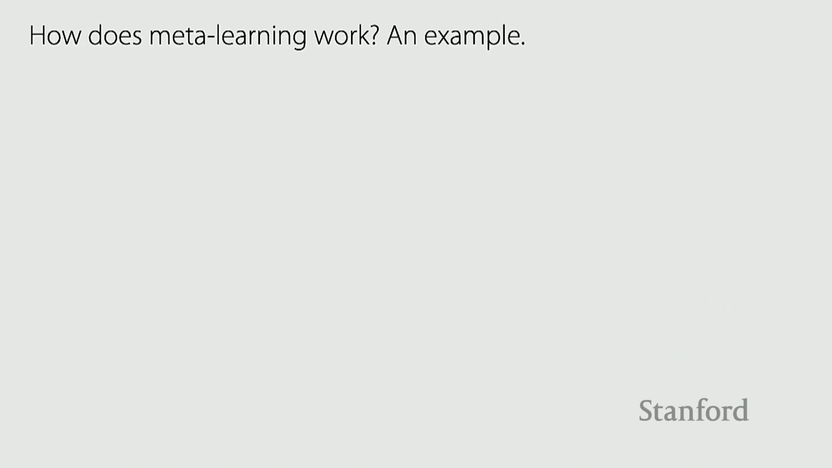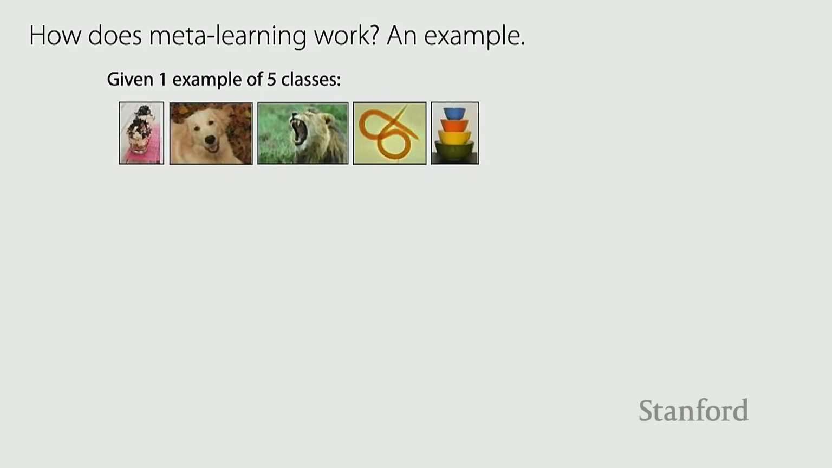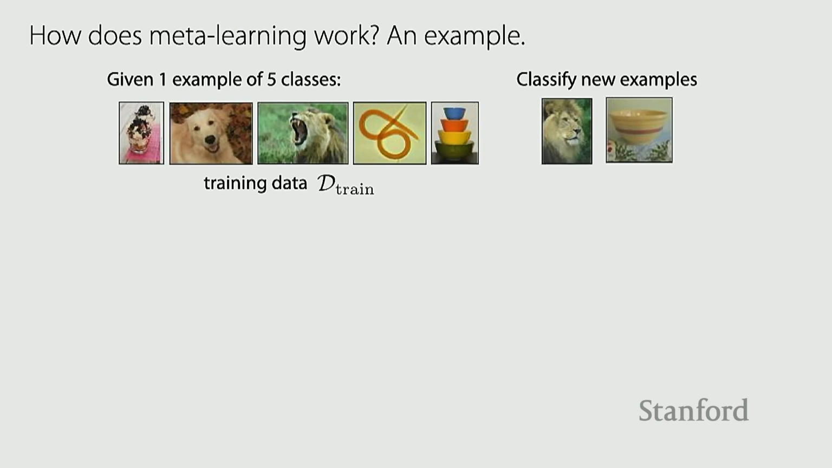So how does meta-learning work? We're going to run through an example of the problem setup and the training setup. And then we'll talk about how algorithms go about solving this training set. So as we saw in the first lecture, we are going to look at an example where we want to be able to perform image classification. And we're given a really tiny training data set. This training data set has 5 examples, 1 example of 5 different classes. And we want to be able to use this tiny training data set in order to classify new examples.